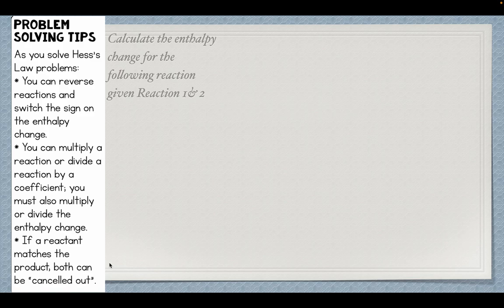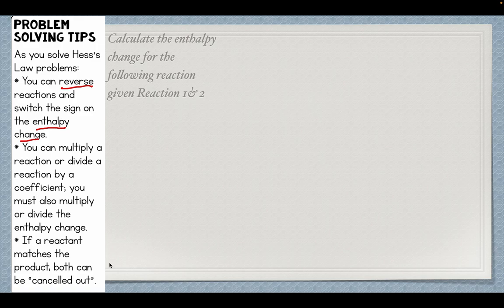Couple things of note for some of the algebra. We can reverse the reaction. So we can flip it so that the products are now the reactants. And if we do so, the enthalpy is going to be the opposite sign. We're used to this with reversible reactions. An endothermic reaction in the positive direction is exothermic in the reverse direction.